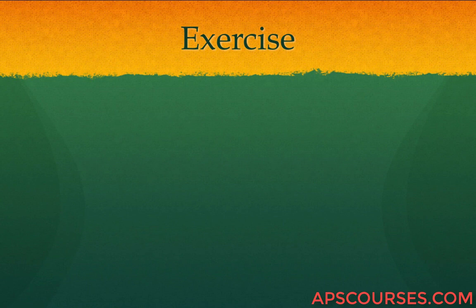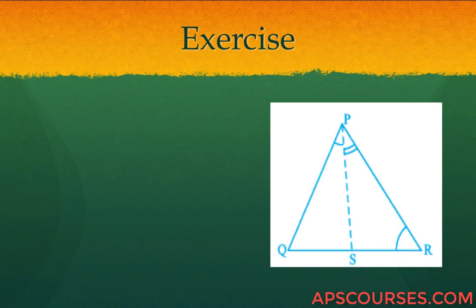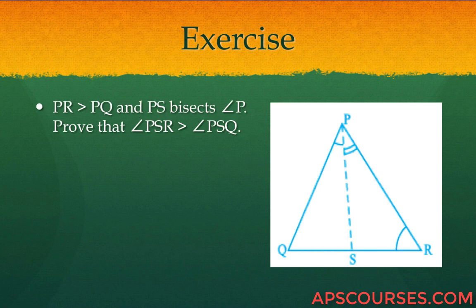Let us look at the next problem. You have the triangle PQR. In this triangle, it is given that PR is greater than PQ and PS bisects angle P. You need to prove that angle PSR is greater than angle PSQ. Now, since PR is greater than PQ, angle Q would be greater than angle R.